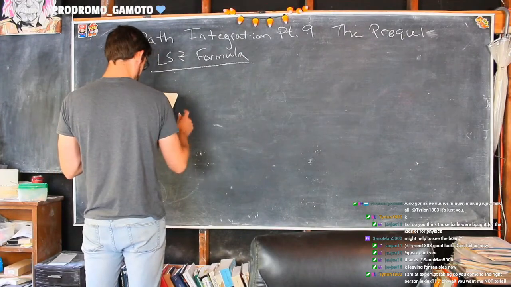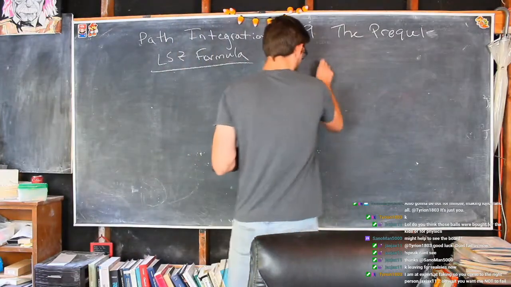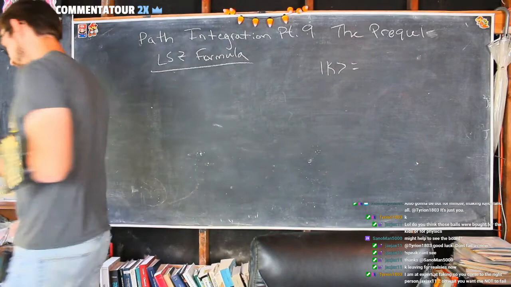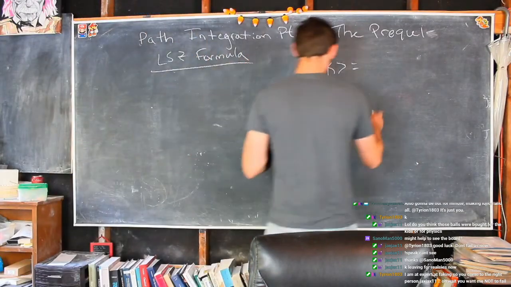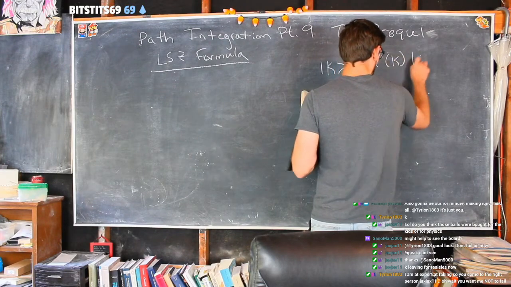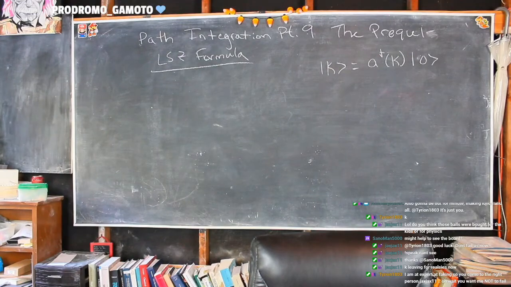LSZ formalization. So in Fock space, we used to talk about creating the state of a particle with some momentum k, right? So we could talk about the state of a particle that has momentum k, and it's created by some creation operator that acts on the ground state, okay? So we have a creation operator acting on the ground state.